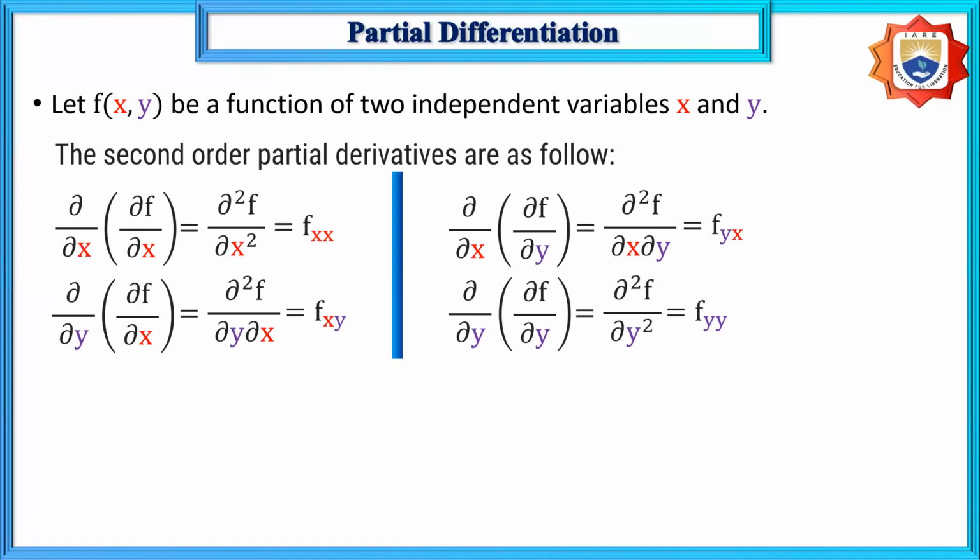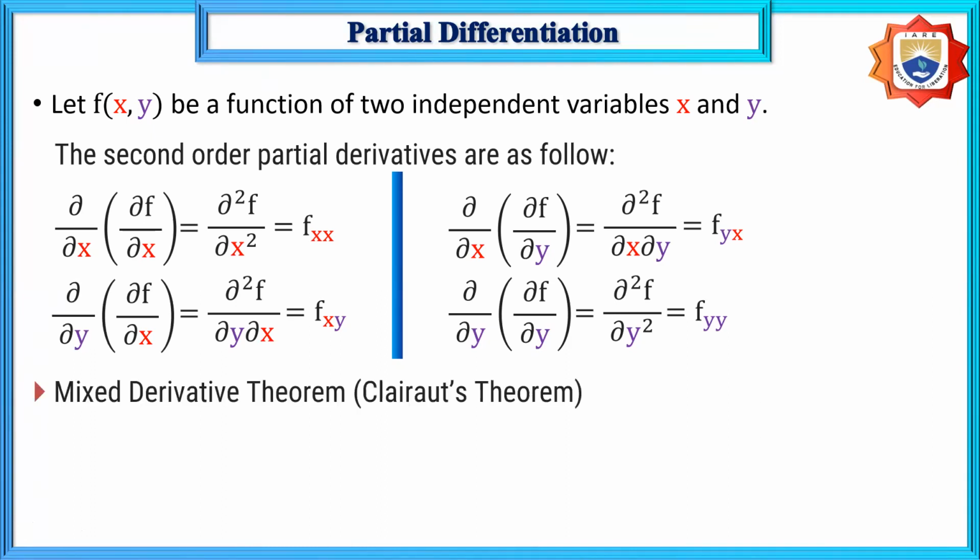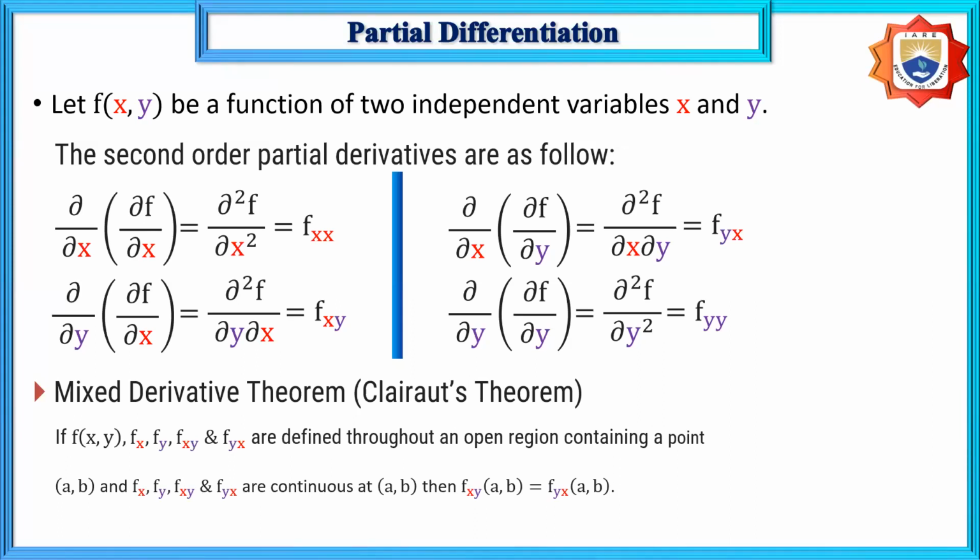Actually these are four different types, but here fxy is always equal to fyx. That means out of these four, you treat it as only three: fxx, fxy or fyx, and fyy. This is the mixed derivative theorem, the Clairaut theorem. According to it, if f(x, y), fx, fy, fxy and fyx are defined throughout an open region containing a point (a, b), and fx, fy, fxy and fyx are continuous at (a, b), then fxy at the point (a, b) is equal to fyx at the point (a, b).